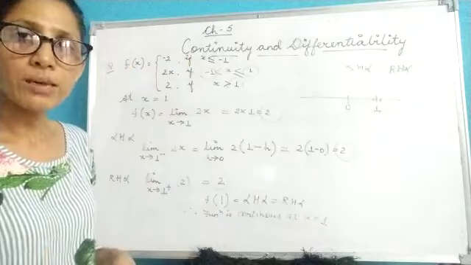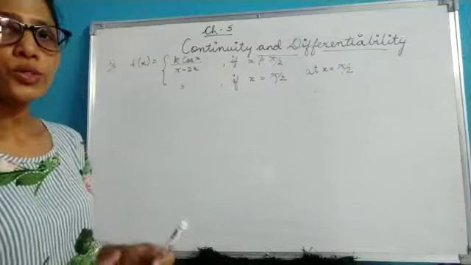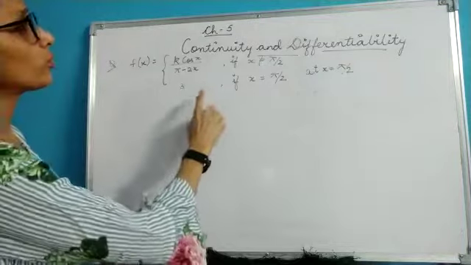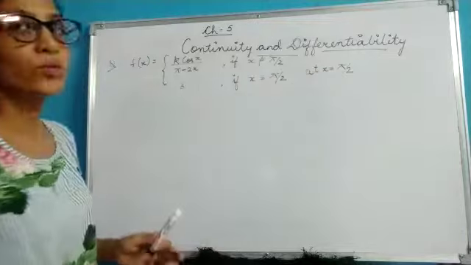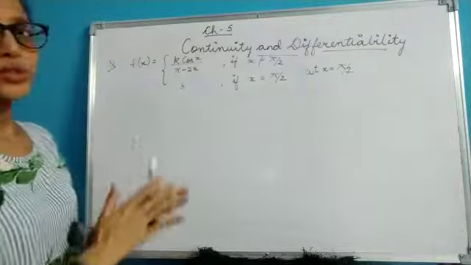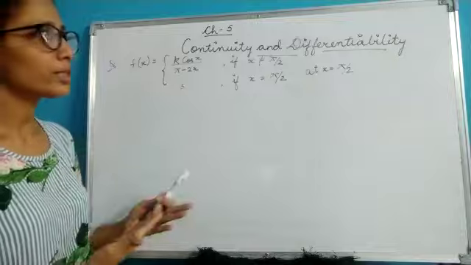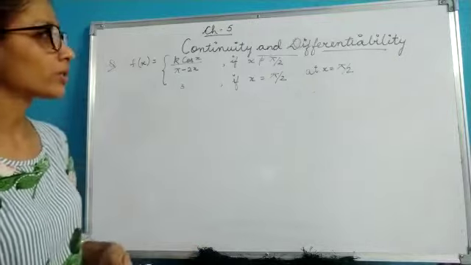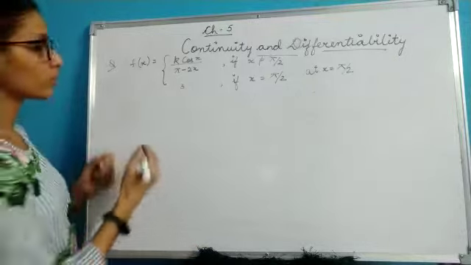Let's see one more example, children. Look children, in this question we have to check the continuity at x equal to pi by 2. And this question is your board question also. This has come many a time in board papers. Let's see how we can do this question.